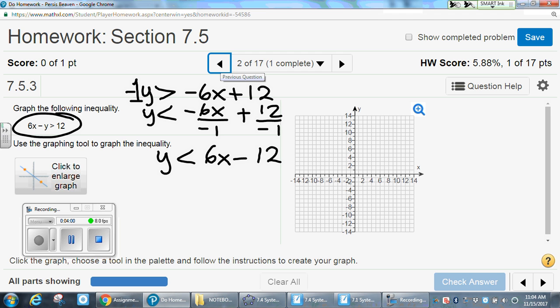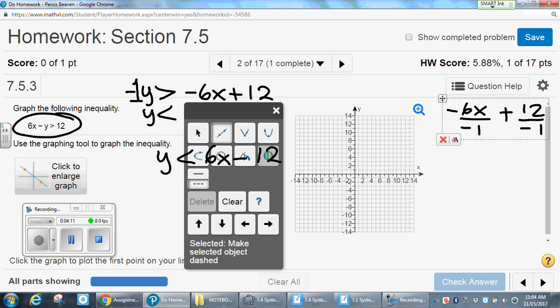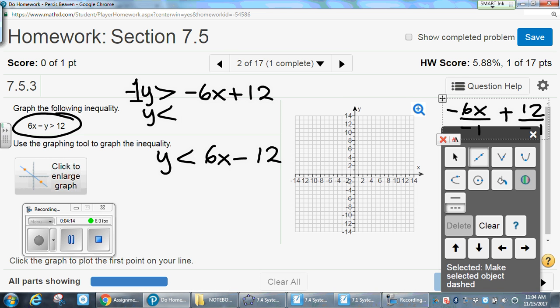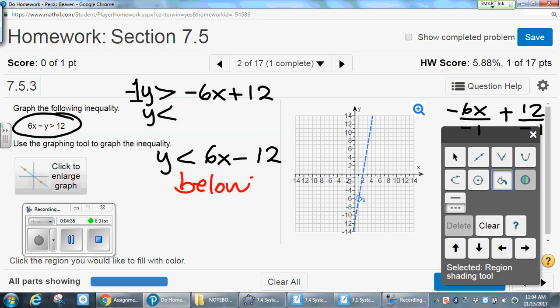And this is going to be a dash line. In my case, I'm going to get 2 points, so make sure you have a dash line. One of the points will be the y-intercept, negative 12. And the other point, using the slope, we can go 6 units up and 1 to the right. And then are we going to color above or below? Less than, so below. So you need to select the paint, and that's below.